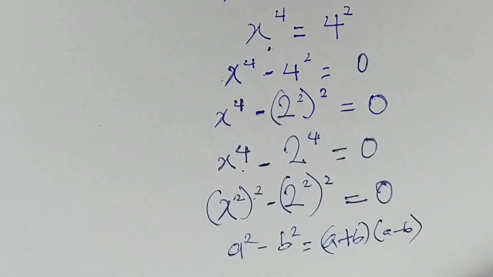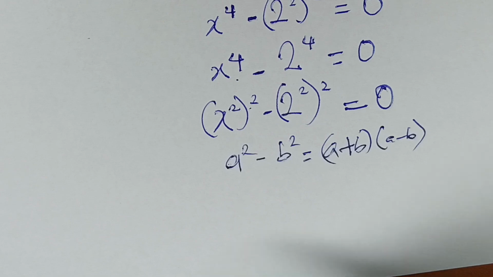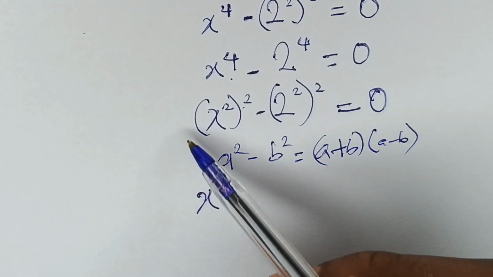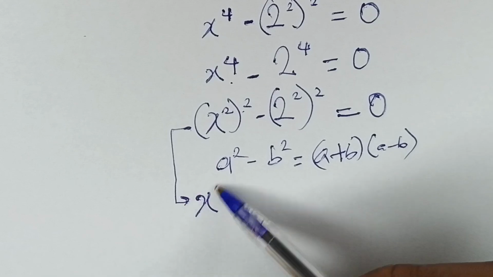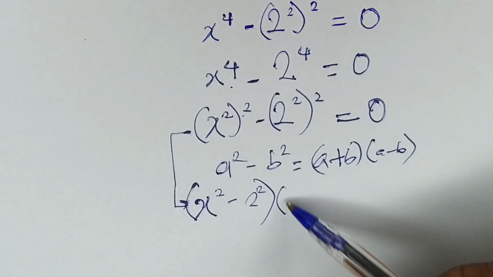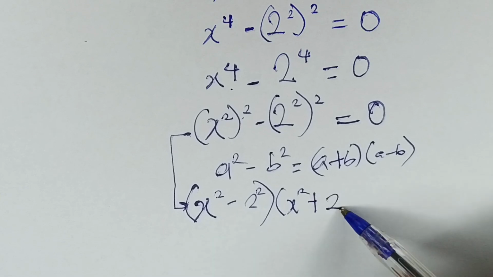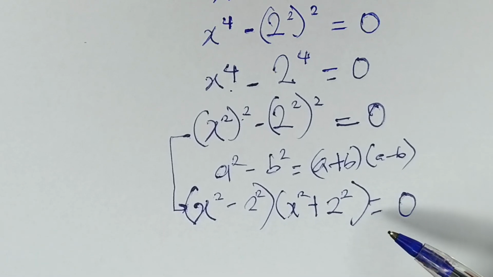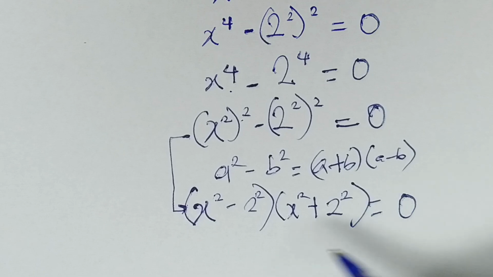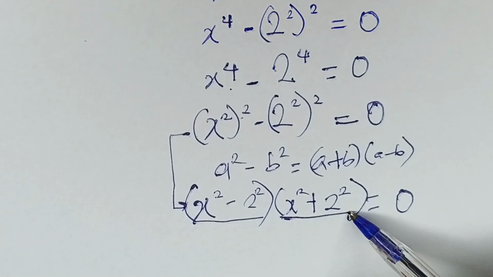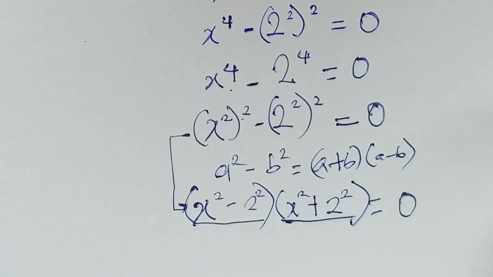Okay, so applying this law here, we would have that this becomes equal to x squared minus 2 squared into x squared plus 2 squared is equal to 0. Alright, so now we have another difference of two squares and we have a sum of two squares. Let's go ahead and simplify this now.